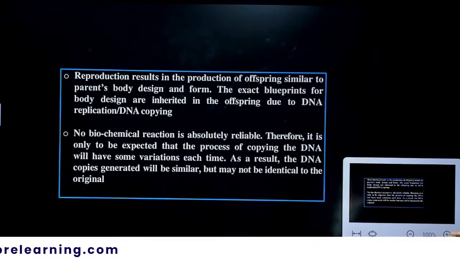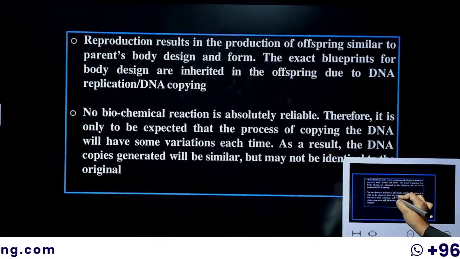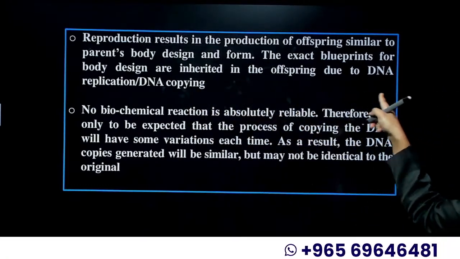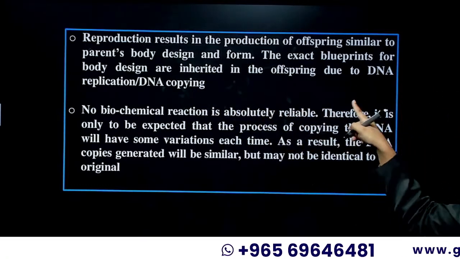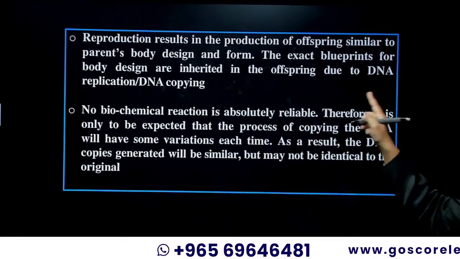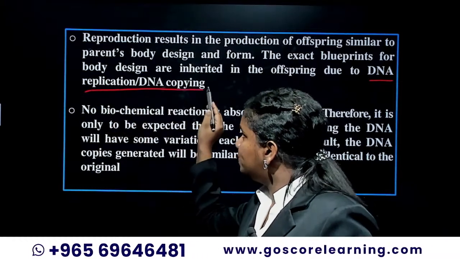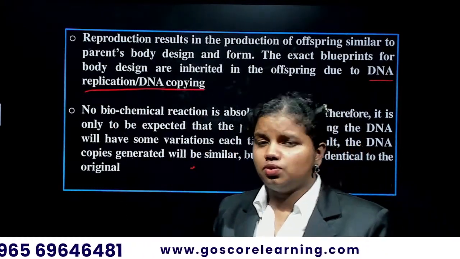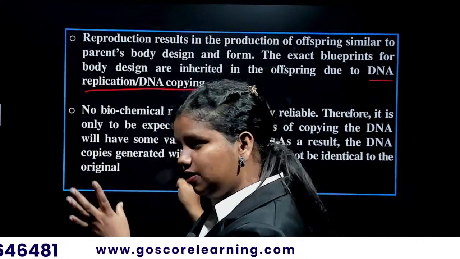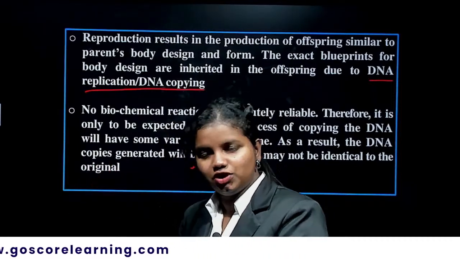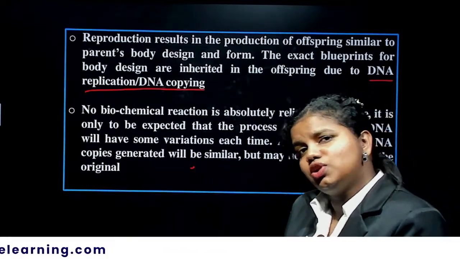Reproduction results in the production of offspring similar to the parents' body design and form. The exact blueprints for body designs are inherited in the offspring due to DNA replication or DNA copying. So nothing, it's just an intro. This is just a framework of how you can explain that particular question. When you're answering by yourself, you can use your own words.